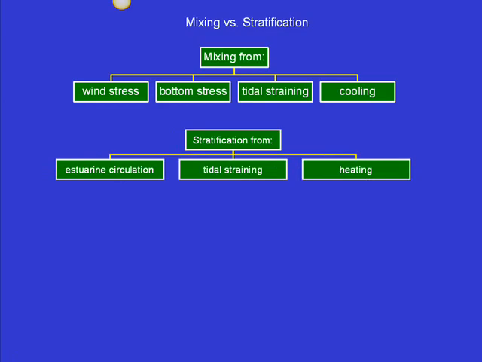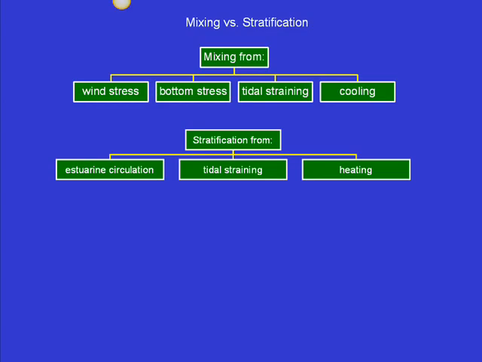So what we're going to do today is try to find a quantitative expression for how much energy per unit area, or how much power rather, that is energy per unit time per unit area, or per unit volume, goes into the water column from each one of these processes. Well, cooling and heating are the same. Tidal straining is the same. So it's really from wind stress, bottom stress, tidal straining, cooling, and estuarine circulation. How can those produce stratification or mixing?